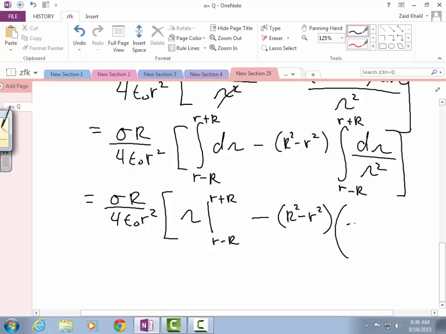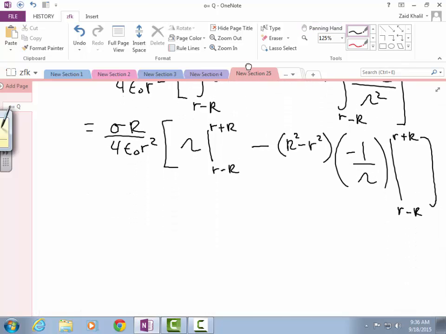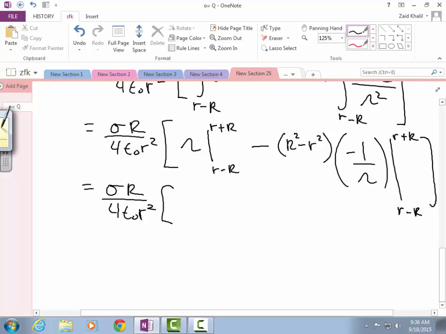Meaning it's going to be negative 1 over script r, evaluated from... Let's keep going. So this is equal to sigma r over 4 epsilon 0 r squared. And what do we get here? I want you guys to evaluate that. 2 big R or 2 little r? No, 2 big R.